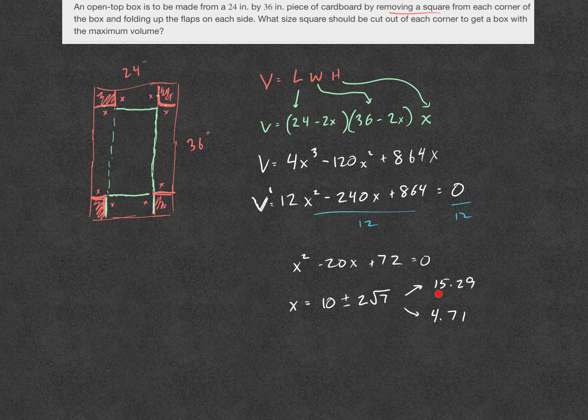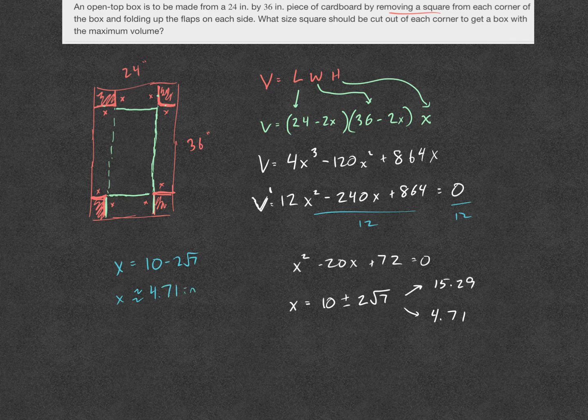That is not in the domain of consideration, is the fancy formal way to say it. Because if x were 15.29, then how do I cut that off of this side? 15 inches plus 15 inches equals 30.6-ish inches, right? That doesn't work. I can't cut that off of that side of the box. So the only possible x that will work here is x equals 10 minus 2 times the square root of 7, which is approximately 4.71 inches.